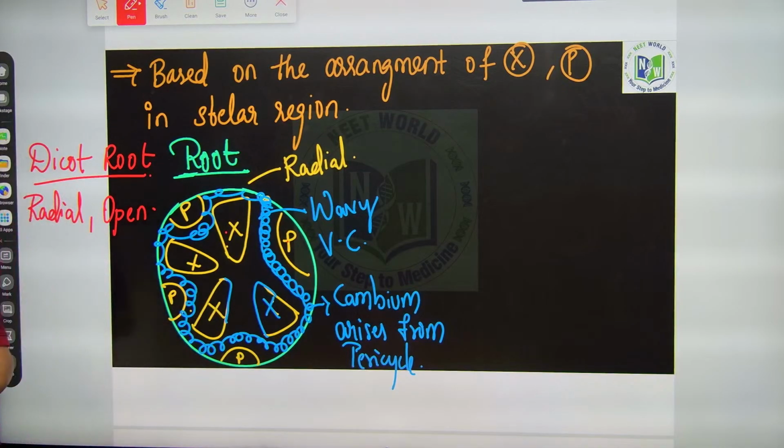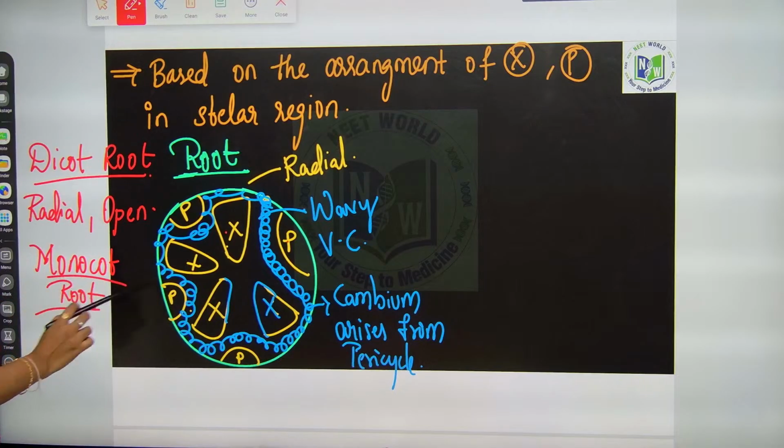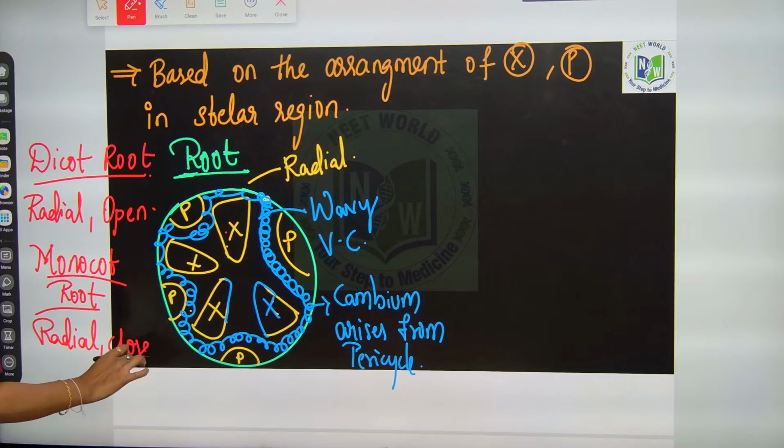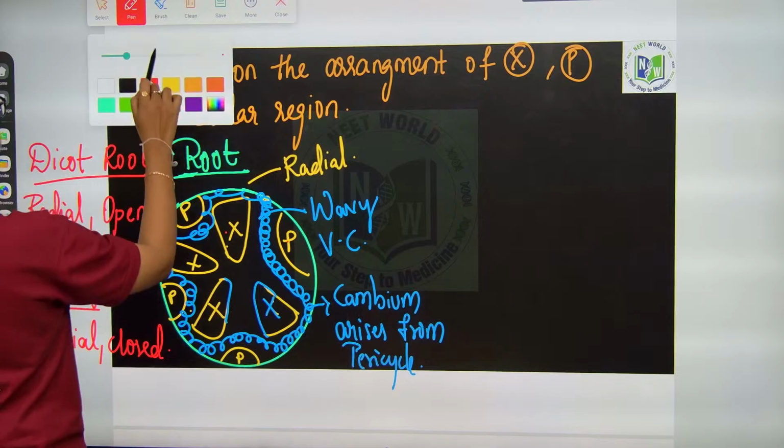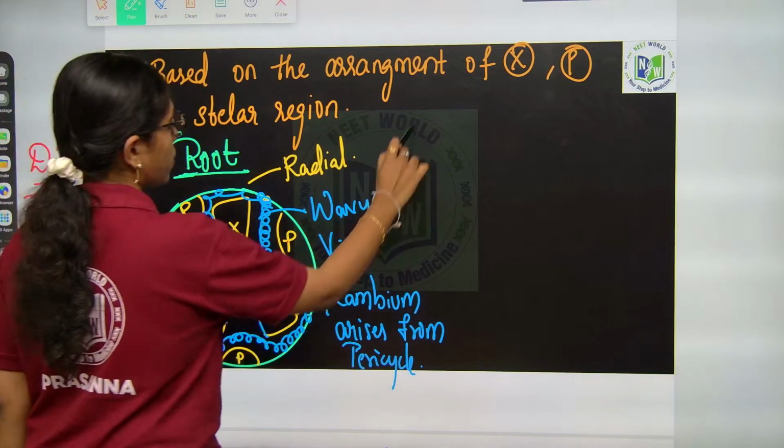In monocot root, radial and closed type of vascular bundles are observed. Radial and closed. Fine? Any doubt anywhere? Yeah, next.